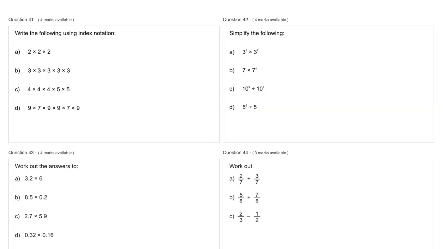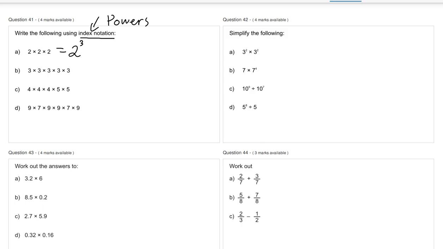Right, question 41. To do these with index notation, it just means powers. So 2 times 2 times 2 is going to be 2 cubed. 3 times 3 times 3 times 3 times 3, because there are 5 3's, is 3 to the 5. Then we have 4 cubed times 5 squared, and we just leave it like that because the base numbers are different. Then how many 9's have we got? 4 9's, all times together, 9 to the 4, times 7 squared.